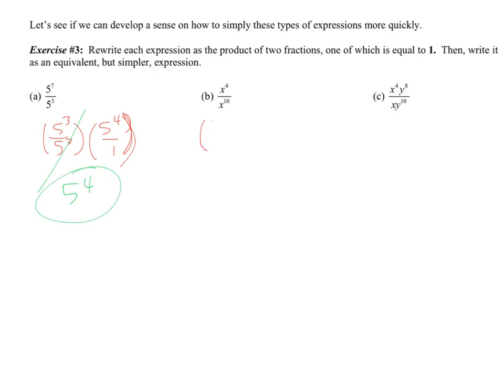Next one, I have x to the 4th over x to the 4th. What's left over is 1 over x to the 6th. So this is gone, so 1 over x to the 6th is your answer.